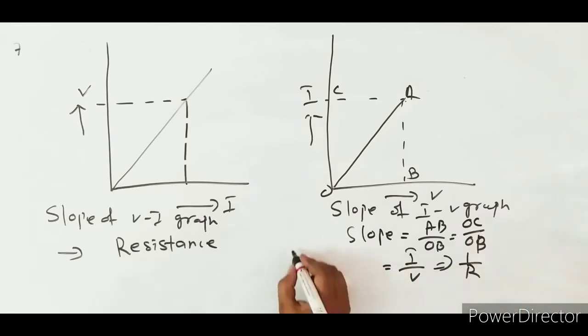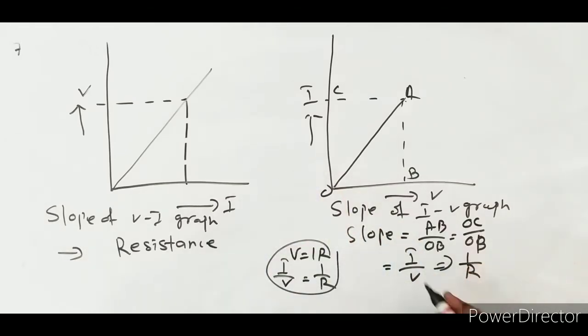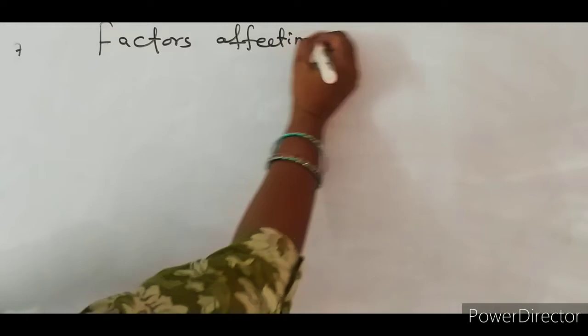If you don't remember this, remember V equal to IR, so I get I by V, which is 1 by R. We have discussed that 1 by R is conductance. So the slope of the VI graph gives resistance and the slope of the IV graph gives conductance. Clear?